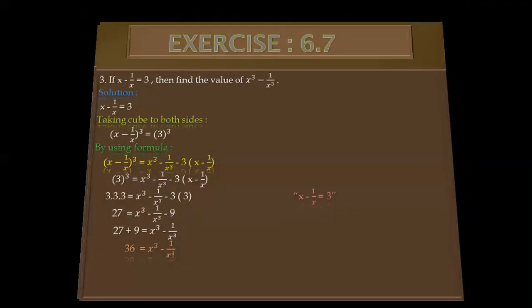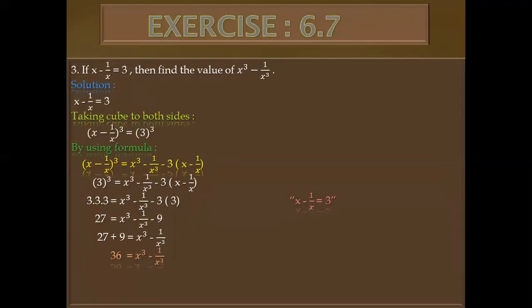Yes, come to the next question. x minus 1 over x is equal to 3. Now in this question, we will apply the formula of minus because x minus 1 over x is given. Again, we take the cube of both sides. x minus 1 over x whole cube is equal to 3 cube. 3 cube means you multiply 3 three times, 3 into 3 into 3. And we open the formula x minus 1 over x whole cube. It will be x cube minus 1 over x cube minus 3 into x minus 1 over x.